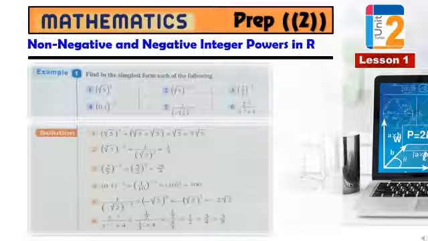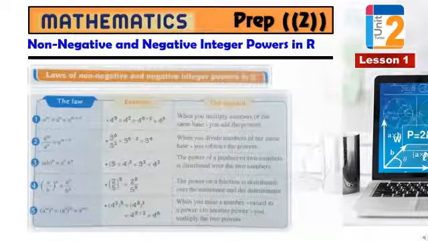And in the third example, 2 over 5 to the power negative 2. To remove the negative sign, we swap 2 and 5. So 2 over 5 to the power negative 2 equals 5 over 2 to the power positive 2. And we know that 5 to the power 2 equals 25 and 2 to the power 2 equals 4. Etc. The other example, read it by yourself.